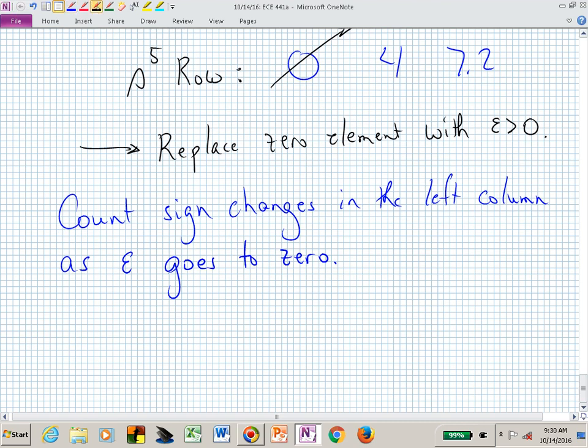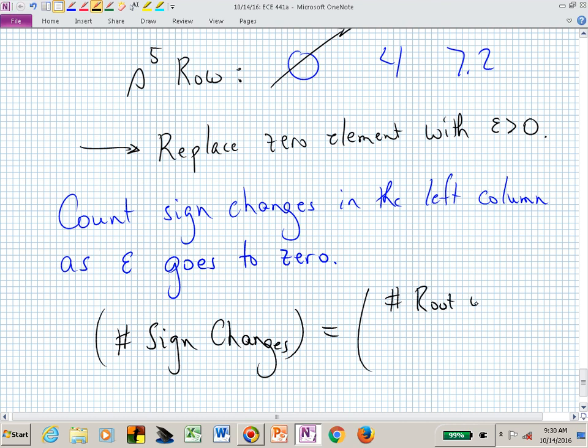So we count the number of sign changes as epsilon gets tiny, and then we say, oh, we've found so many sign changes. And luckily, this is consistent with the first case. However many sign changes we have is the number of roots in the right half plane. So this gives us the number of roots with positive real parts.